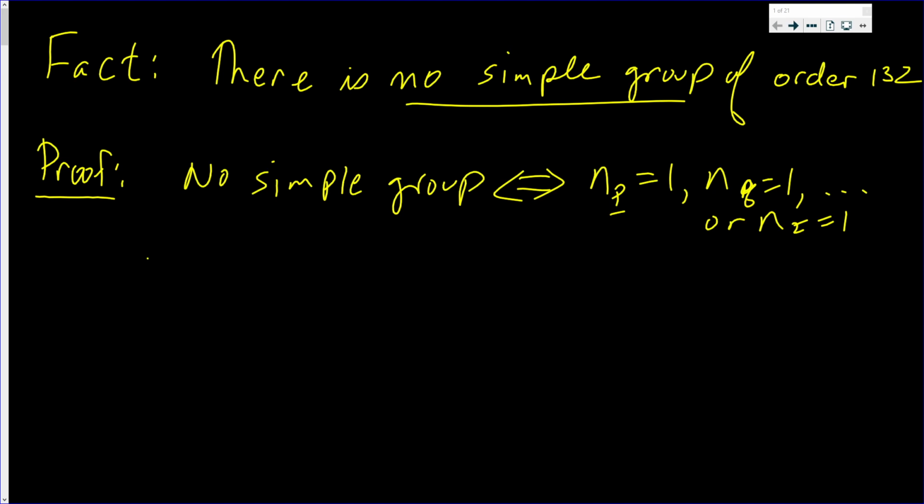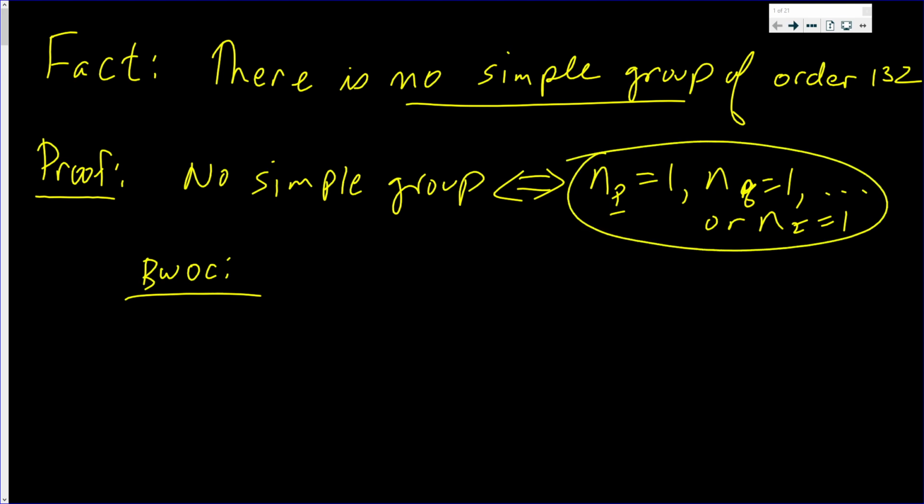So now we are going to prove this by way of contradiction. We are going to assume that none of these Sylow subgroups have just 1. Okay.